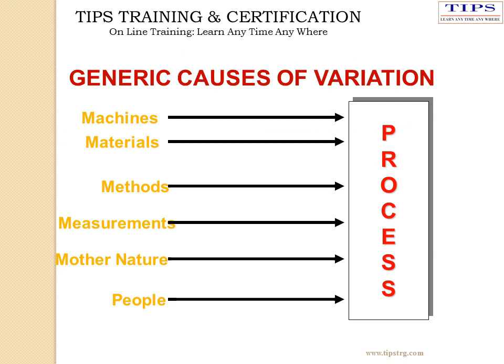Now there are different causes of variations to the process. During the next step of the measure phase, we will analyze this variation using different M's, mainly machines, material, method, measurement, mother nature, that is environment, and the people, that is your staff, operators, technicians, which are contributing the variation to the process.